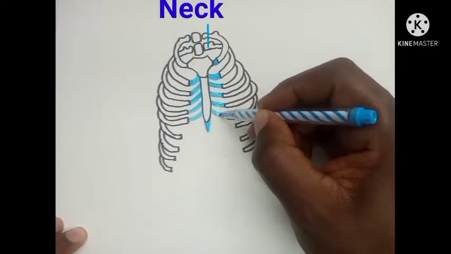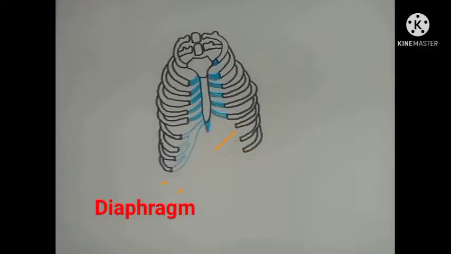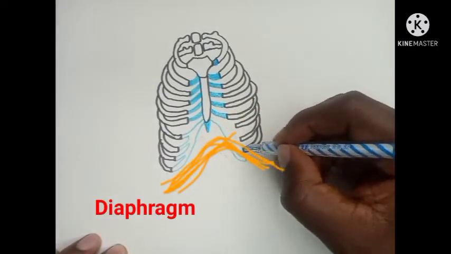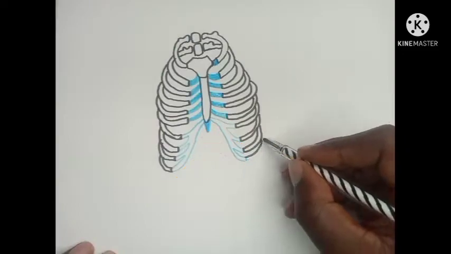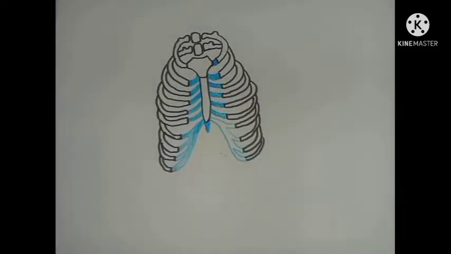Superiorly, it communicates with the neck, and inferiorly, it is separated from the abdomen by the diaphragm, which is a muscle. Its functions include protecting the heart and the lungs and other organs that are found within the chest.